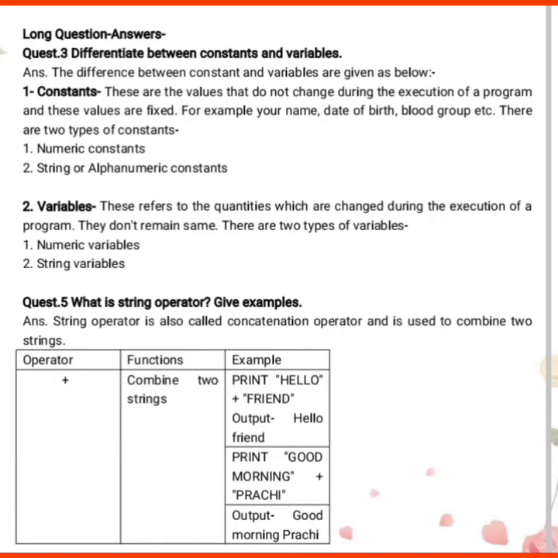Question 5 is, what is string operator? Give examples. String operator is also called concatenation operator and used to combine two strings. Here in this chart you can see operator is plus and it is used to combine two strings. For example, PRINT hello plus friend, its output will be hello friend. PRINT good plus morning plus Prachi and its output will become good morning Prachi.